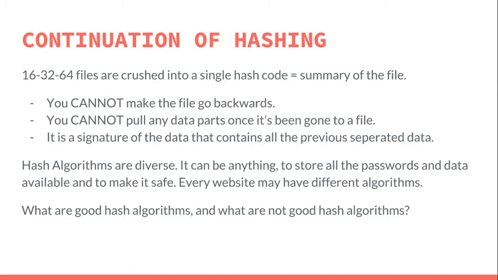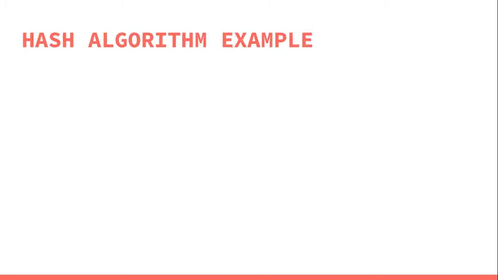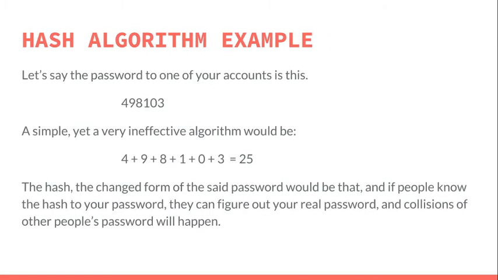Every website, every bank account, has different algorithms. So what are good hash algorithms and what are not good hash algorithms? Let's take an example. Let's say the password for one of your accounts is 498103. A website would make a hash code of your password to make it safe, so only you can access it.